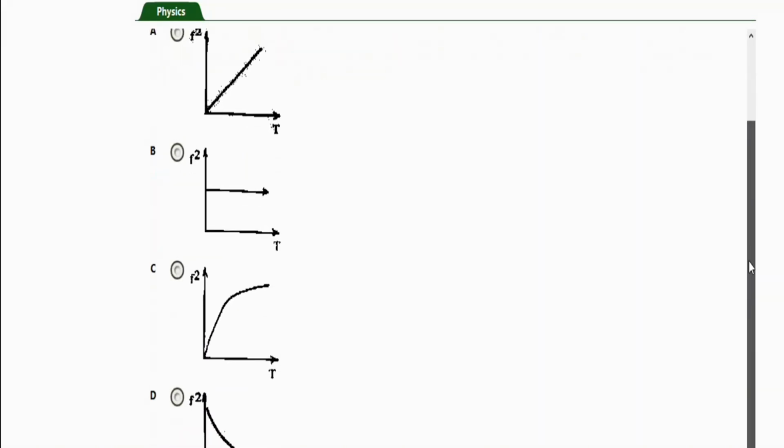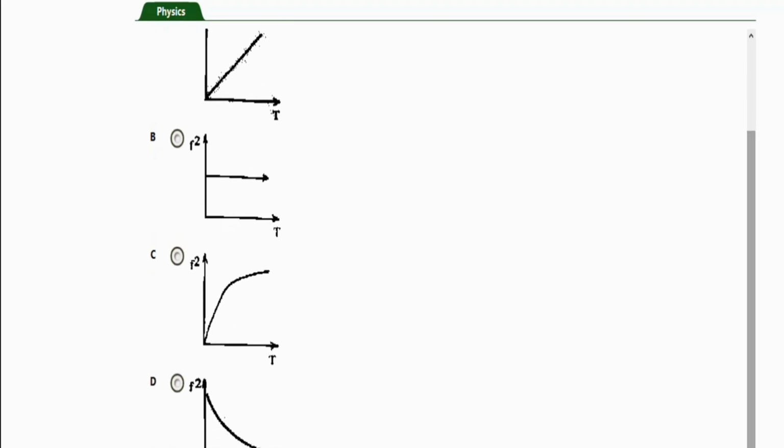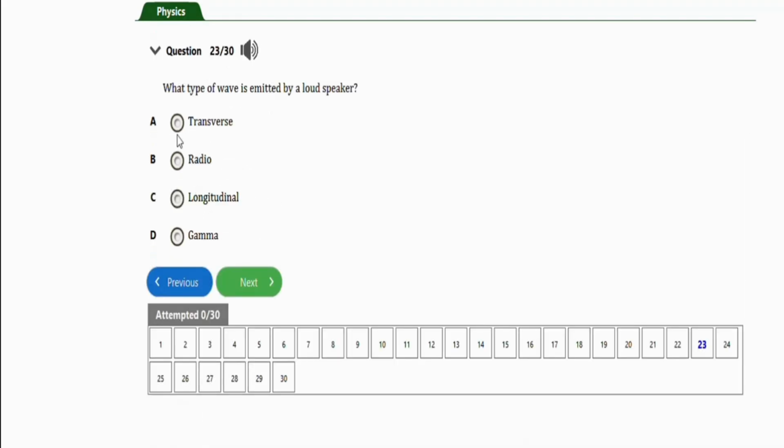The next repeated question will be this question. Alright, so it says, what type of wave is emitted by a loudspeaker? We have transverse, radio, longitudinal, gamma. So the correct option to this question is option C, which is longitudinal wave. Okay, take note of this question as well.